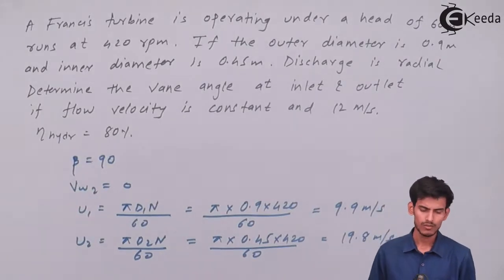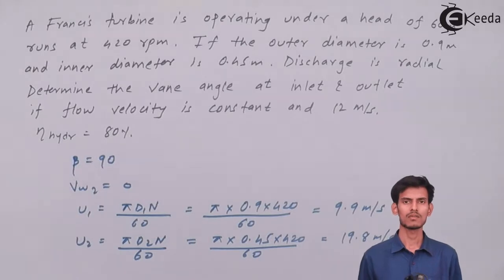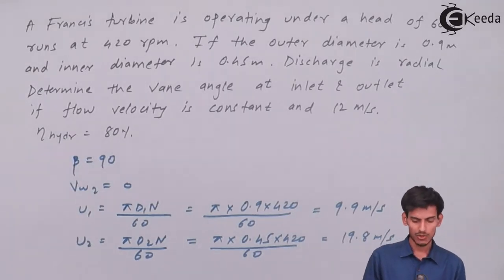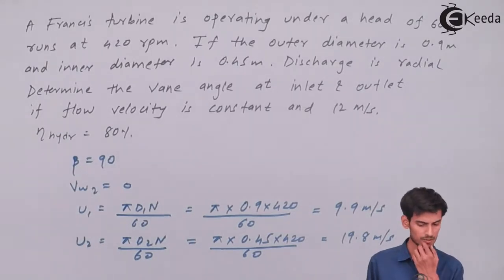The velocity of blade at inlet and outlet can be easily calculated by using the formula pi d n by 60. The diameters at both ends are given as 0.9 meter and 0.45 meter. The RPM is given as 420. So you get the values 19.8 and 9.9. After you get these values, let's draw the velocity triangle for this particular question.